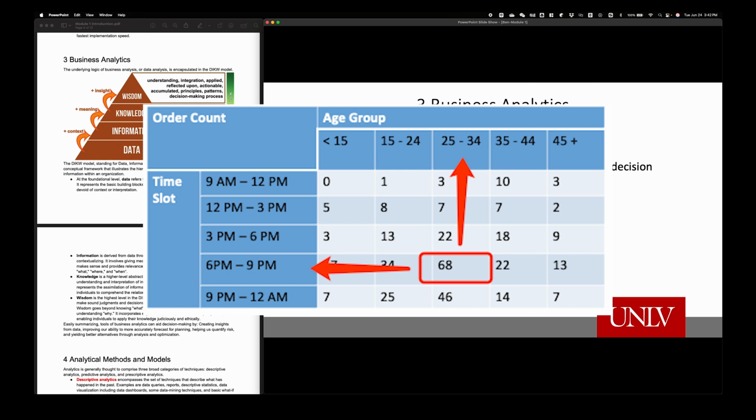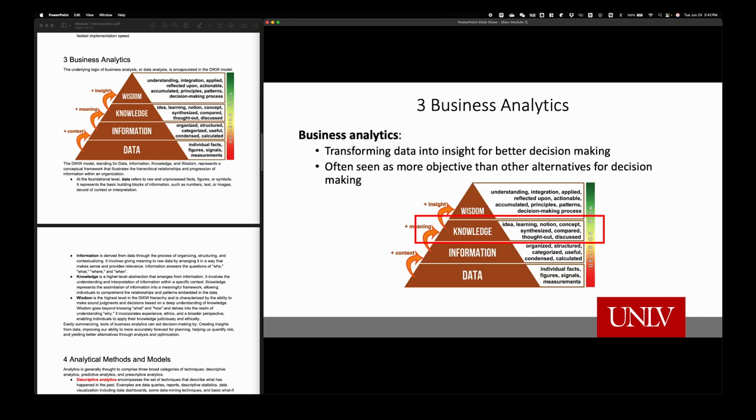So, for example, at this stage, Amazon might realize that customers aged 25 to 34 in urban areas tend to buy telephones between 6 to 9 p.m. and often prefer products with free shipping and high ratings. This is more than just the facts. It's insight into customer behavior. This is the stage where we begin to understand how things work.